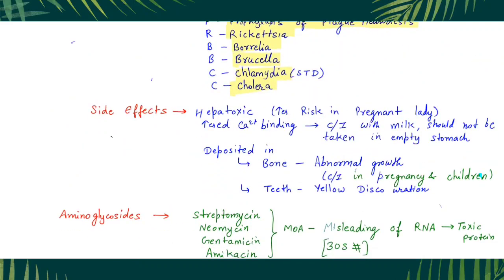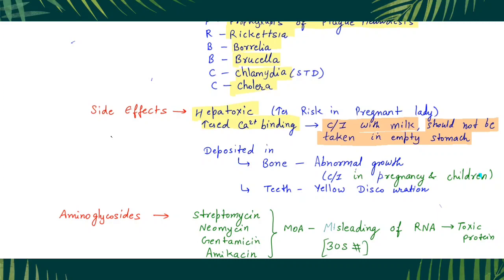What are the side effects of tetracycline or doxycycline? They are hepatotoxic and increase the risk in a pregnant lady, so it is contraindicated. One more reason is that they increase calcium binding, which means they are contraindicated with milk. Never take tetracycline or doxycycline with milk, and it should not be taken on an empty stomach.